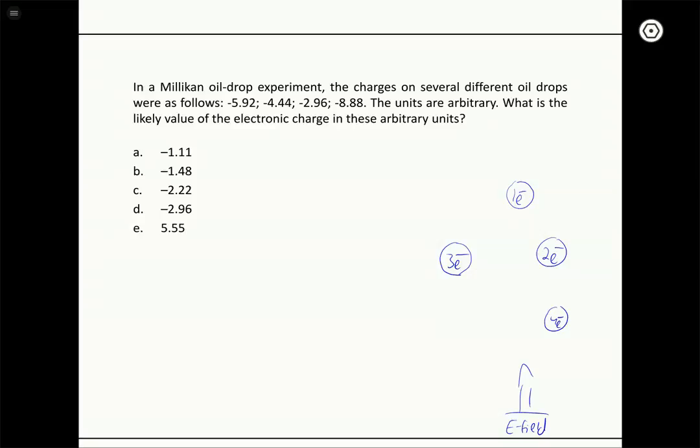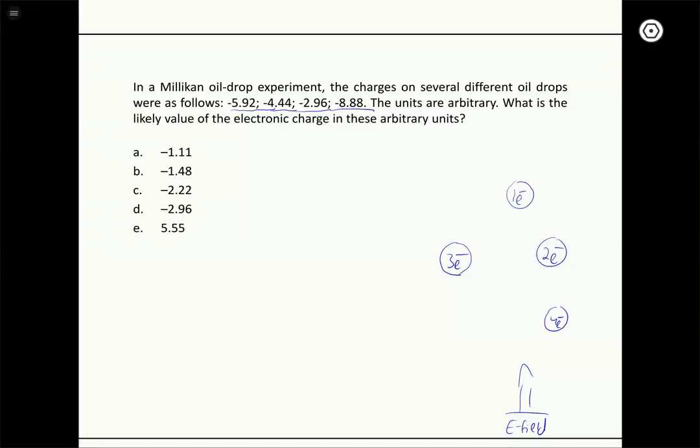So the idea here is, what you're looking for in this problem is, you're picking the answer choice that represents the fundamental charge of an electron, and all of the observed charges in the experiment, minus 5.92, minus 4.44, minus 2.96, and minus 8.88, those observed charges need to be whole number multiples of the fundamental charge. You cannot have a fraction of an electron. You can't have 1.1 electrons or 2.2 or 5.8. Whatever the case is, they have to be whole number multiples of the fundamental charge of an electron for this to work.